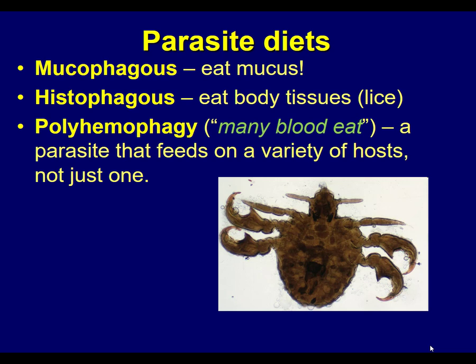Anyway, you could have parasites that eat skin and body tissues and things like that. And then another thing to keep in mind is polyhemophagous insects. These can jump from host to host, and they don't care what species they are consuming or being a parasite on. So you could hop from a squirrel to a rat to a cat to a human, and then over to a dog, and then back to a chicken. Those would be parasites that are polyhemophagous.